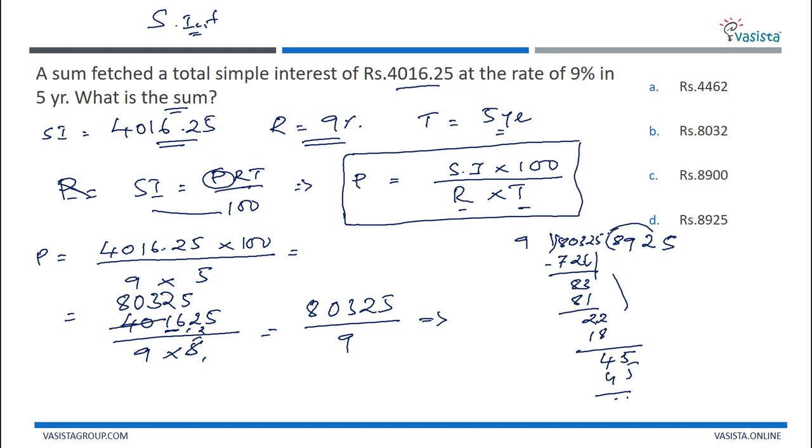So the answer is what? 8925. What is this 8925? It is the principal. So the answer is D here.